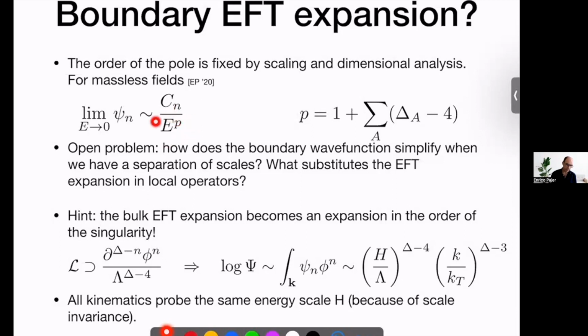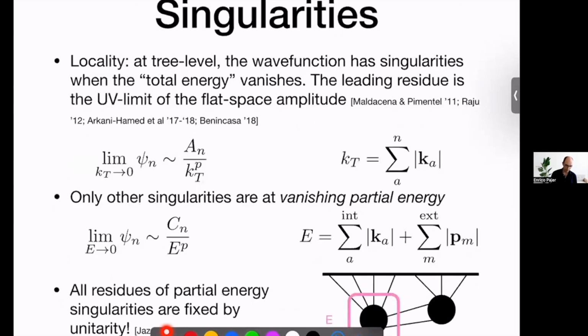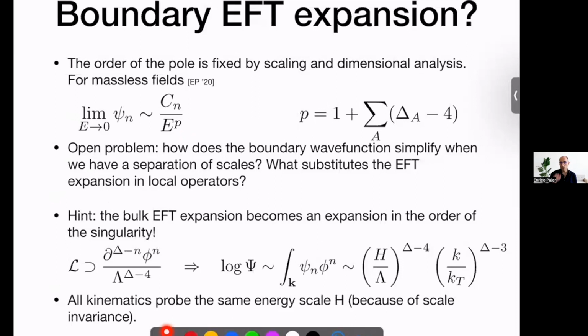The first hint is that the singularities are poles, but not simple poles, they're poles of order P. I didn't tell you what P is. P is actually fixed simply by scaling and dimensional analysis. For example, for our ongoing toy model of a massless scalar field or a graviton, which is what's relevant for observations, P is given by 1 plus the sum of the dimensions of all operators involved in these interactions minus 4. Right here you can see that this starts smelling like an effective field theory expansion.